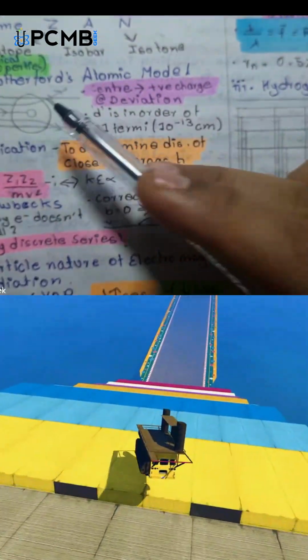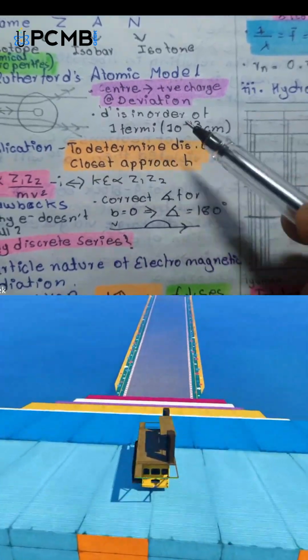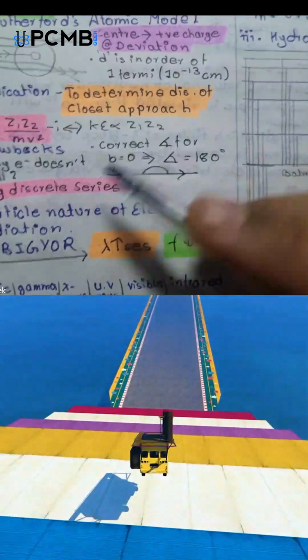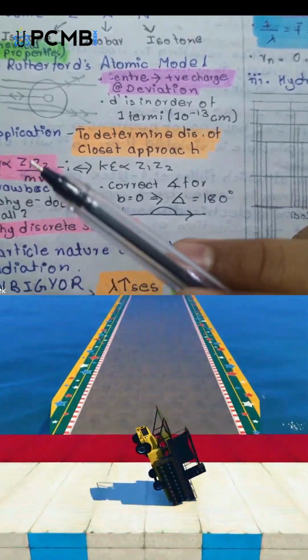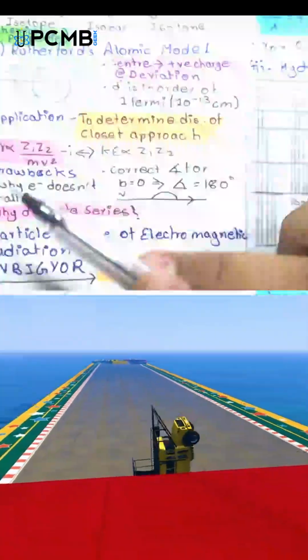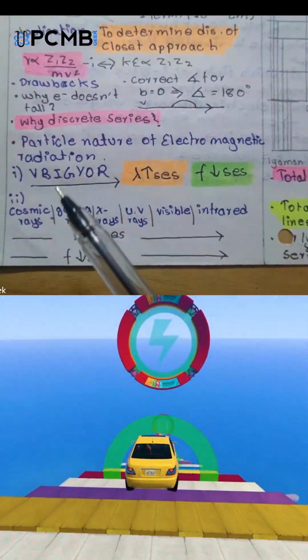The application of the Rutherford atomic model is to determine the distance of closest approach. The drawbacks of the Rutherford atomic model: it does not obey Maxwell's theory of electrodynamics, and it failed to explain the discrete series. Now, the particle nature of electromagnetic radiation.